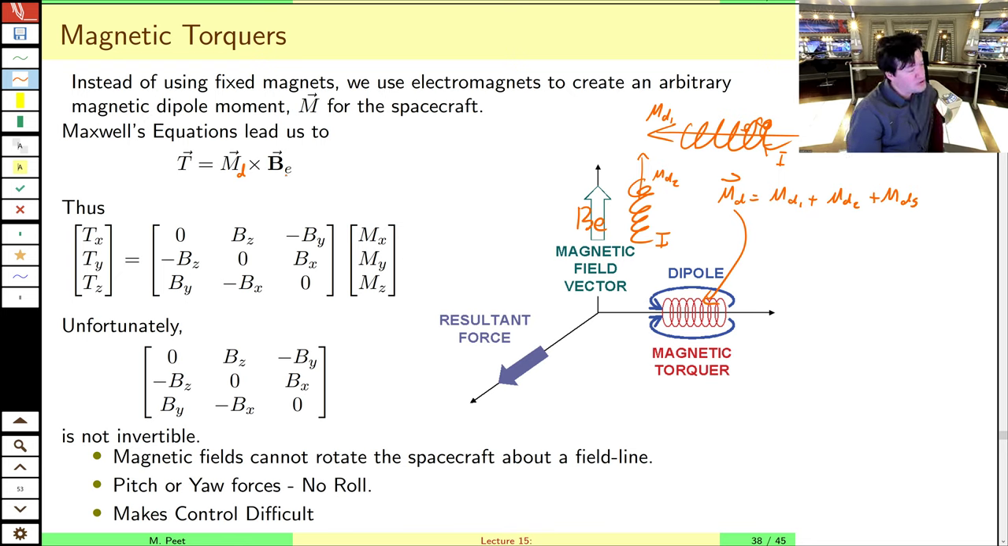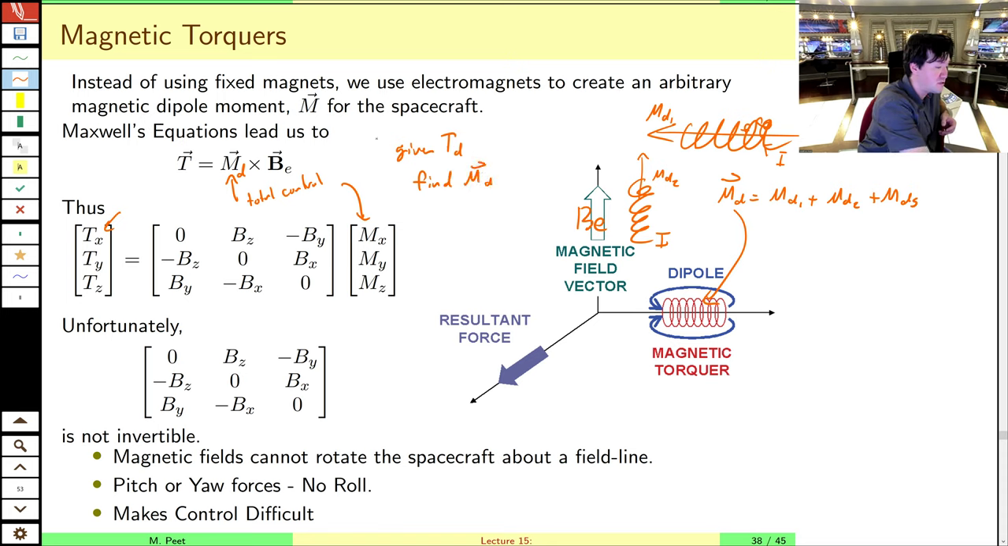And so the question is, of course, if we have total control of that, we can create any magnetic dipole we want in three-dimensional space. The question is, can we create any torque we desire in three-dimensional space? Can we invert this equation? Given a desired torque, can we find the dipole which achieves that torque? And the answer is no. Right. And then the question is, why not?